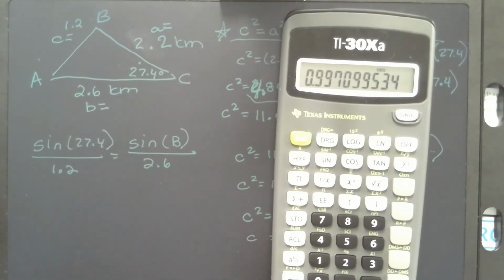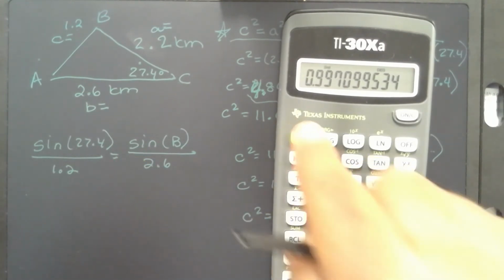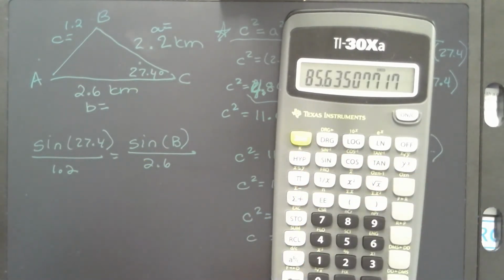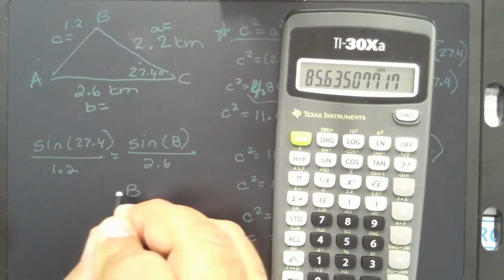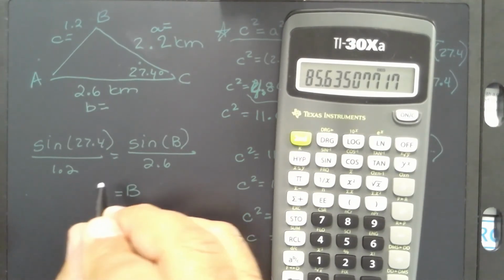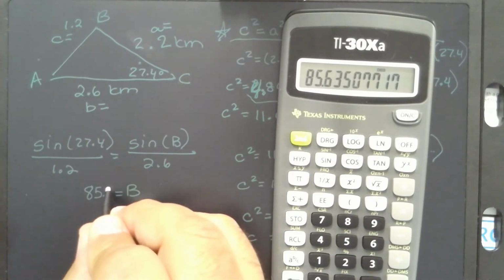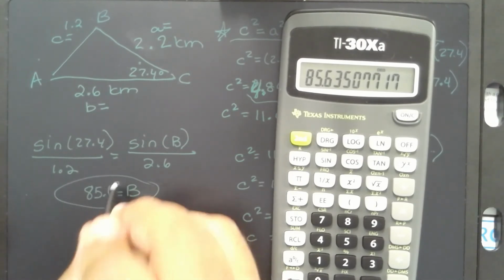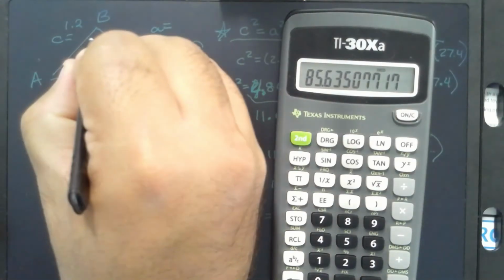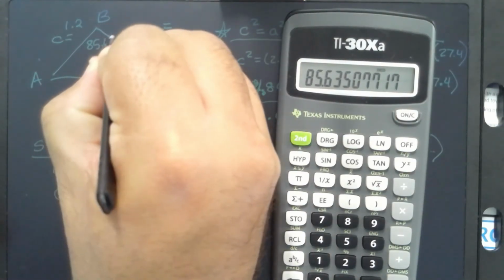Always remember, if we're trying to find an angle, we need to do the inverse of it. So we have to put second sine, and that's what my degree is. B is equal to 85.6. When we round it, that's 85.6 degrees. So we know that this is 85.6 degrees.